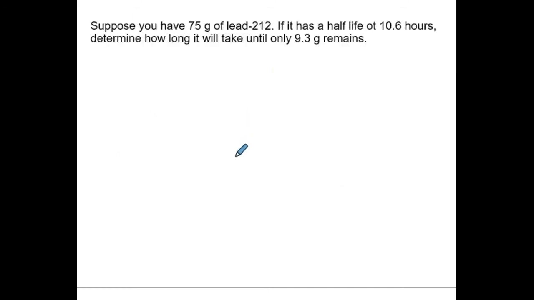So this is a really classic example. Let's say that you have 75 grams of lead-212, Pb-212, and it's going to decay. Lead is number 82. And so hypothetically, let's say that it's going to alpha decay.